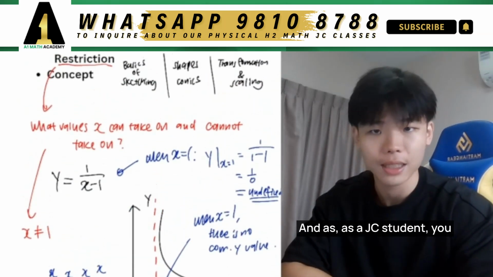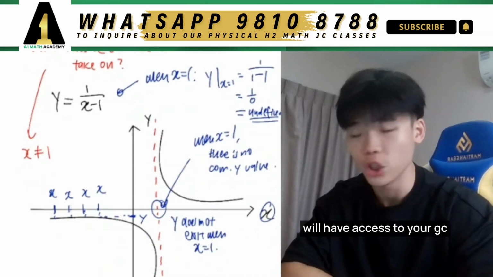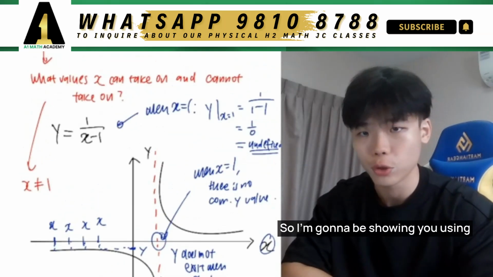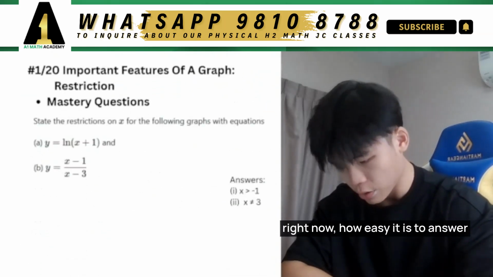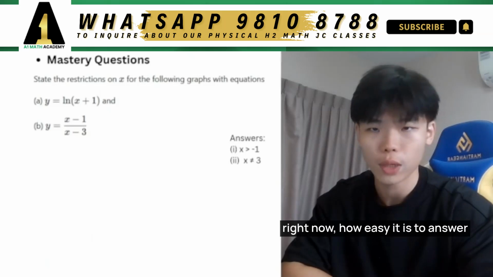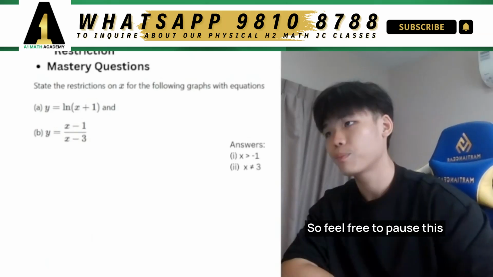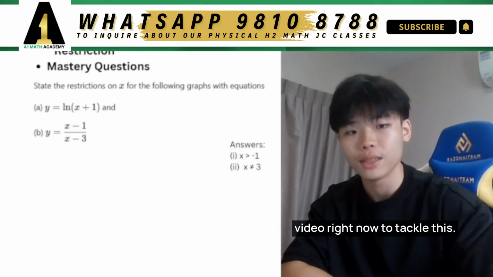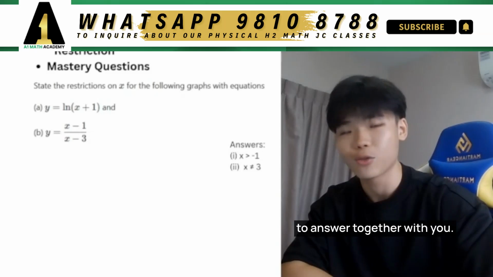As a JC student, you will have access to your GC, your graphic calculator. So I'm going to be showing you, using these example questions, how easy it is to answer these types of questions using your GC. Feel free to pause this video right now to tackle this, and when you're ready, I will run through the answer together with you.